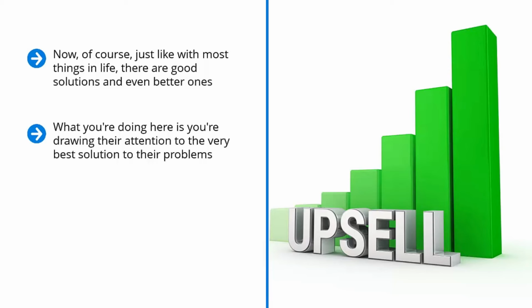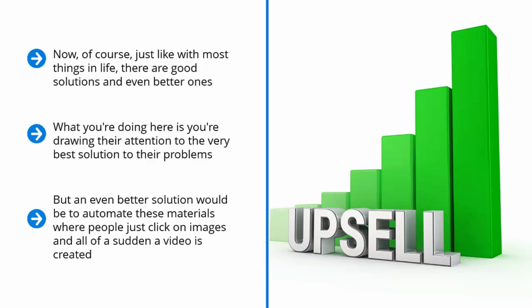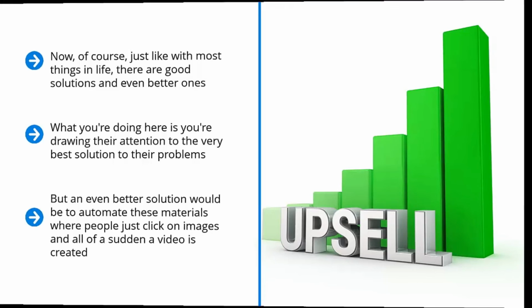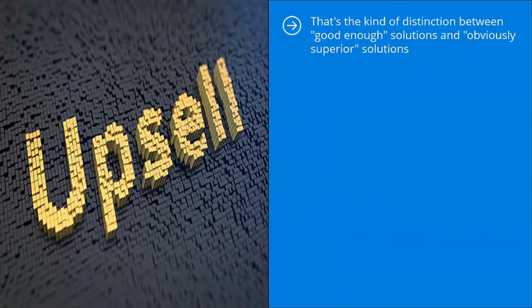For example, if you run a social media marketing mailing list, you can tell people that creating picture quotes and videos from pictures is a great solution to their original content needs. But an even better solution would be to automate these materials where people just click on images and all of a sudden, a video is created. It saves a tremendous amount of time, effort, energy, and most importantly, the created video would then automatically be uploaded to their social media accounts. That's the kind of distinction between good enough solutions and obviously superior solutions.